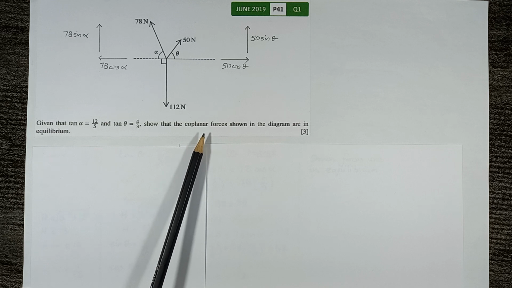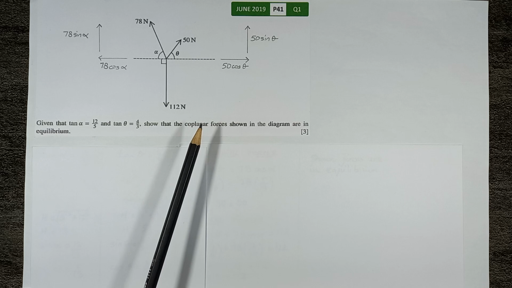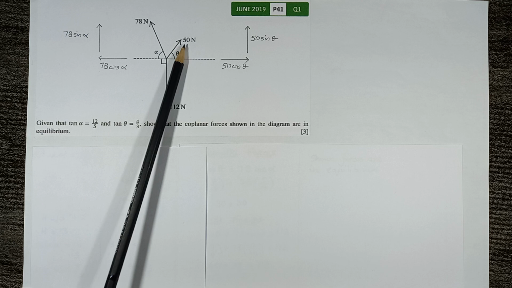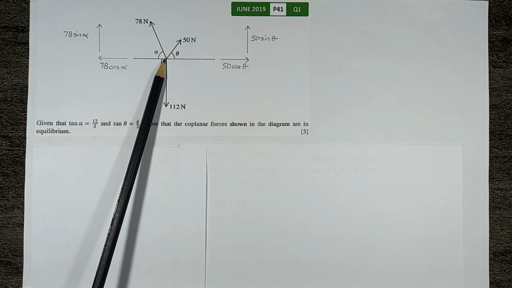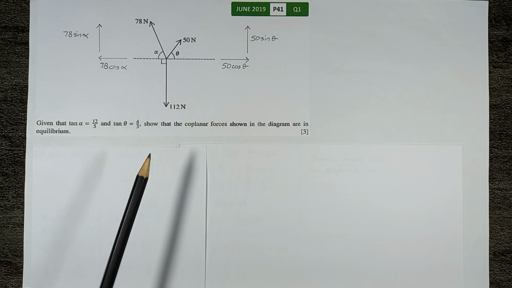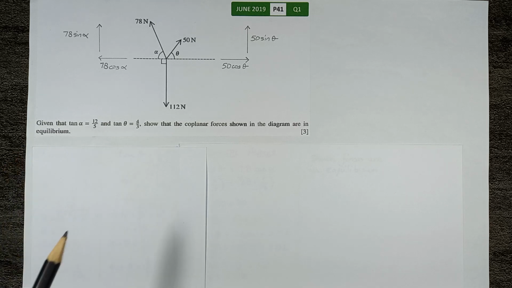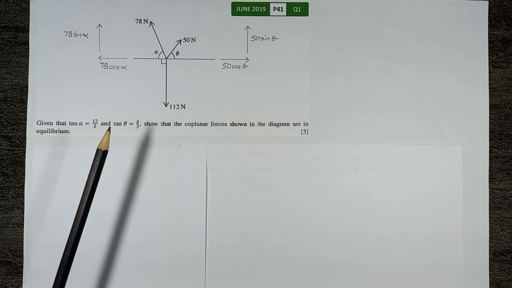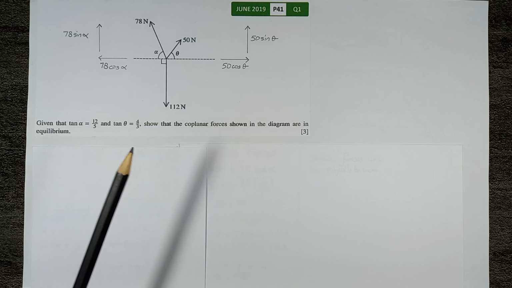Before that, we should understand what coplanar forces are: the forces which act at a single point. If we look at the diagram, we can see that the 78, 50 and 112 Newton forces all are acting at this particular point. That means all these three forces are coplanar forces. The question says that show that the forces are in equilibrium. So basically we have to show that the forces are in equilibrium, and for that we have to split up the components, the horizontal component and vertical component.